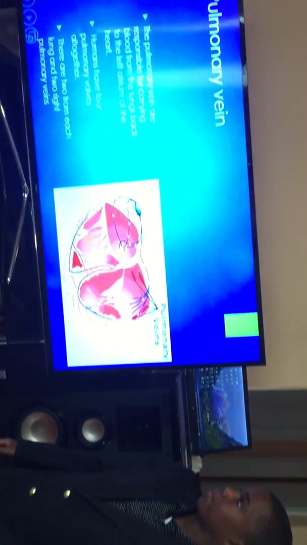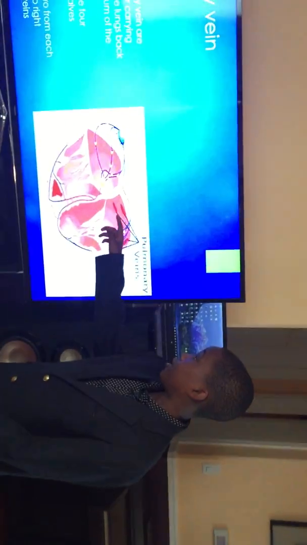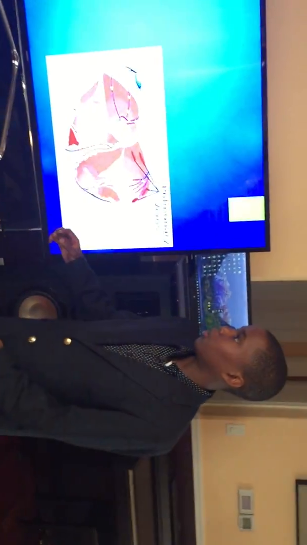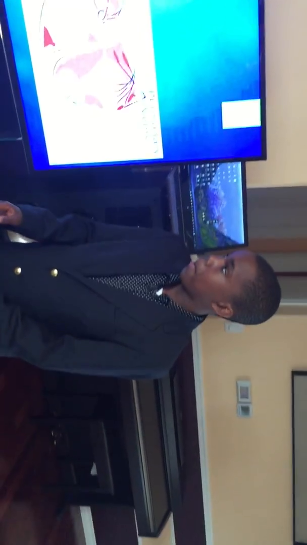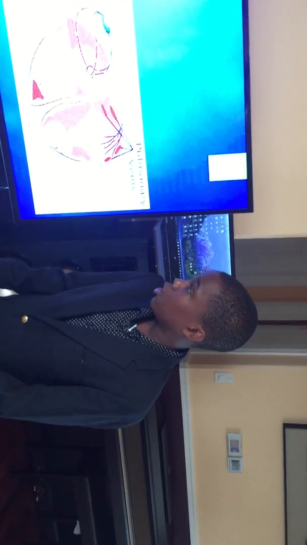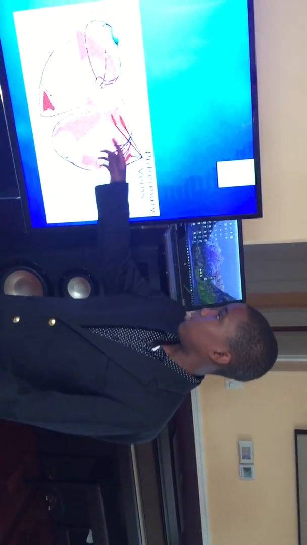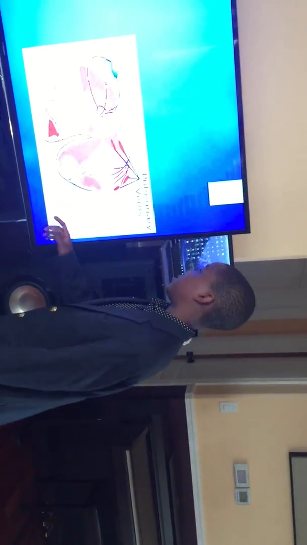The pulmonary vein. There are four pulmonary veins right there. The pulmonary veins are responsible for carrying blood from the lungs back to the left atrium of the heart. Humans have 4 pulmonary veins altogether. There are 2 from each lung and 2 right pulmonary veins. So, as I just said, here are the 4 pulmonary veins.